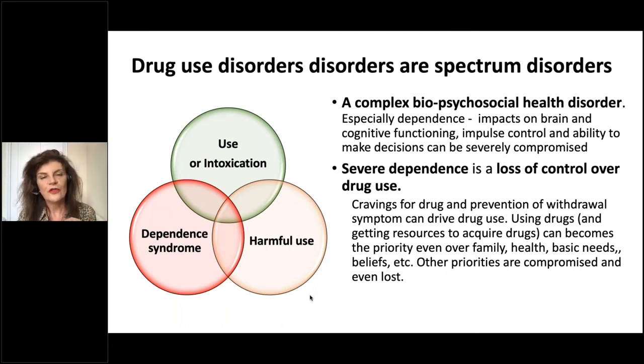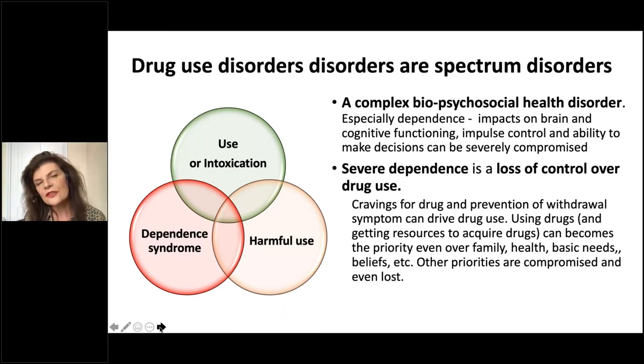And we know that drug use disorders are complex biopsychosocial health disorders, especially dependence, and this impacts on brain and cognitive functioning. Impulse control and the ability to make decisions can be severely compromised. Severe dependence is characterized by a loss of control over drug use. What this means is that cravings for drugs and prevention of withdrawal symptoms can drive drug use, and using drugs and the resources to acquire drugs can become the priority over previous priorities that were very important to people. So it can gain priority over family, health, basic needs, etc.